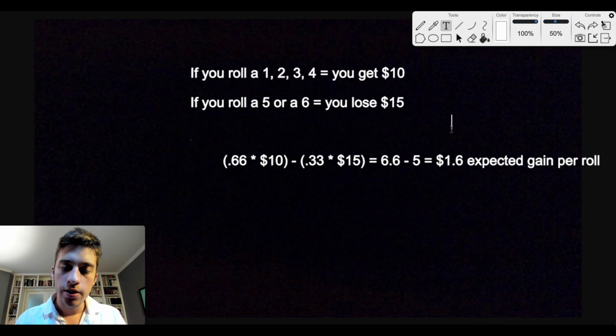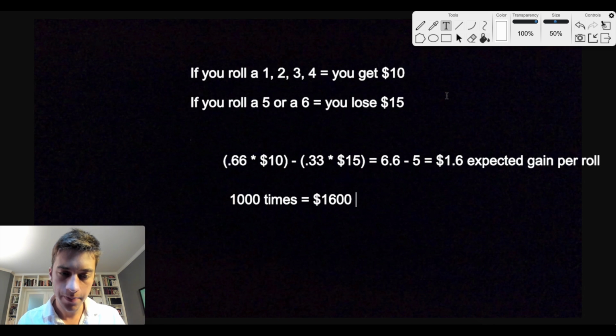Perfect. What we got from this little game, just saying, hey, do you want to take these odds, is that you've now calculated your expected gain per roll. Meaning that if we did this game 1,000 times, you're probably going to make $1,600. Okay? All of this is fun and dandy. These are just betting games, games of chance, in a vacuum. But this can be applied to options markets.